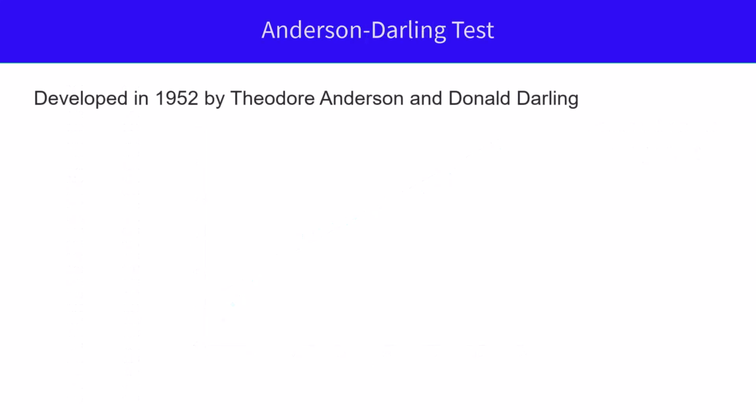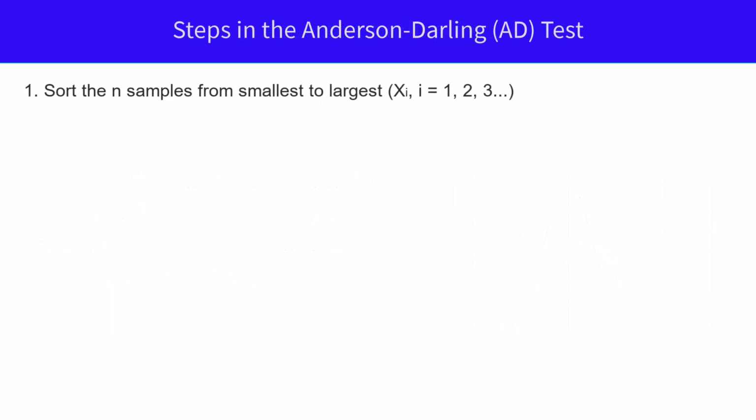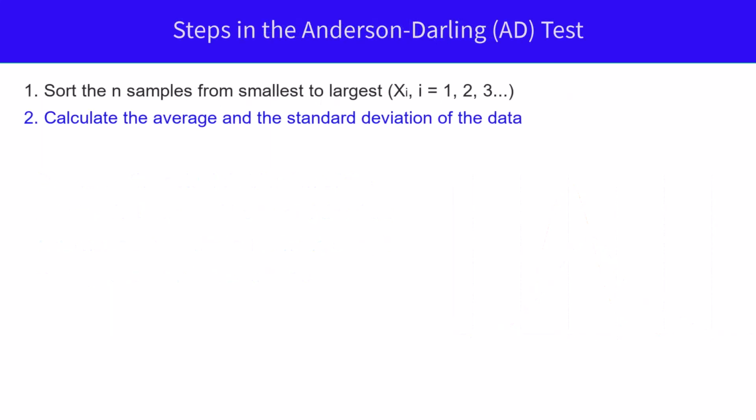So let's look at the Anderson-Darling statistic. It was developed in '52, and it compares the actual distribution of the data to what you would expect if the data were normally distributed with the sample average and sample standard deviation. So you can see, like here is the red, that's the true distribution, and the blue is our actual one. So steps in it, you're going to sort the n samples from smallest to largest.